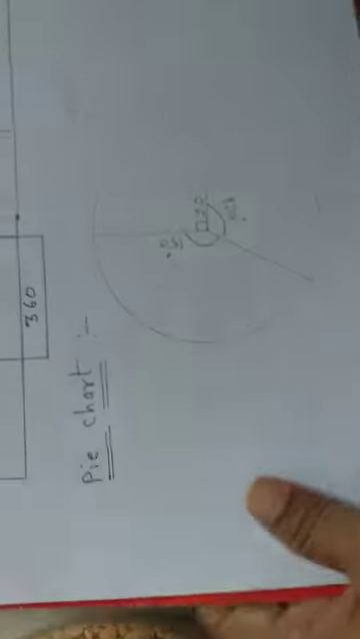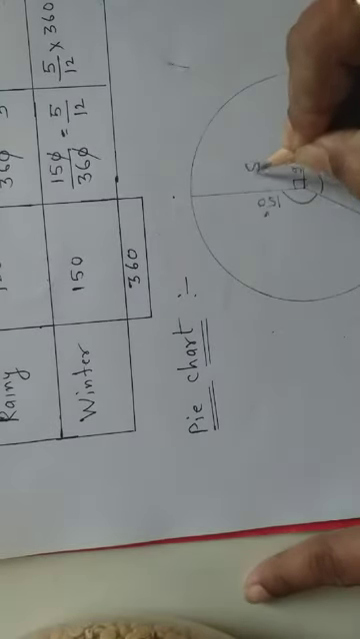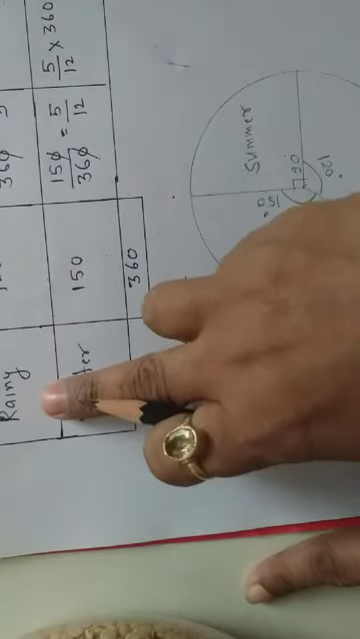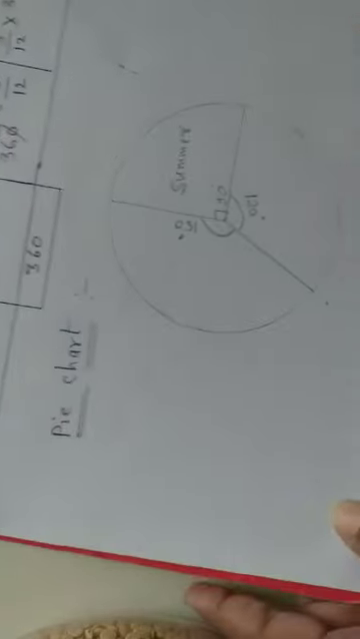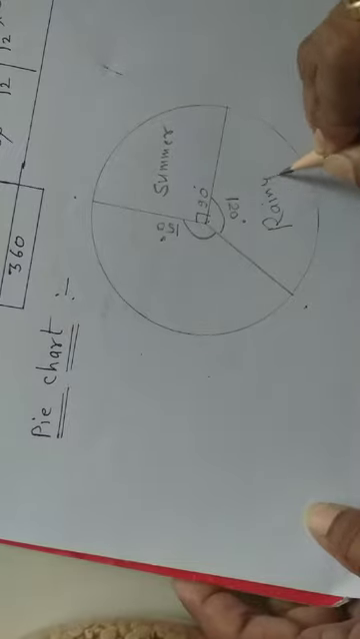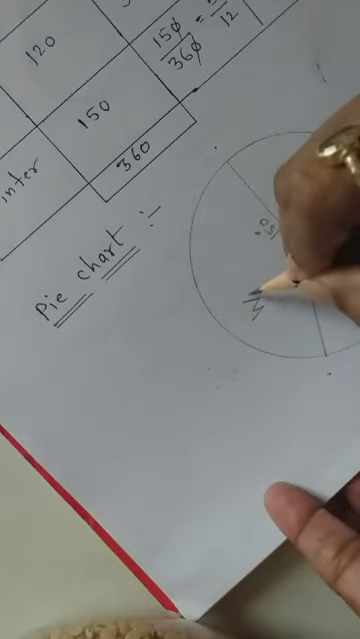Now student, label the pie chart properly. For labeling, again we will see the table. 90 degree, which region is showing summer? So for 90 degree here you will write summer. Then 120 degree is showing rainy season, so for 120 you can write rainy. Then winter season is showing 150, so here winter, 150 degree winter.